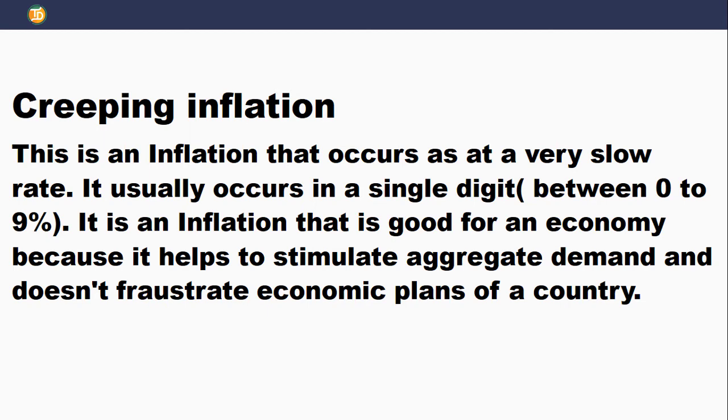Number three type of inflation, we have the creeping inflation. Creeping inflation is an inflation that occurs at a very slow rate. It is an inflation that occurs at a single digit, usually between 0 to 9%. So an inflation that is good for any economy is the creeping inflation because it stimulates aggregate demand in a country and also does not frustrate economic plans of the country. So one can plan with creeping inflation because it occurs at a very slow rate.